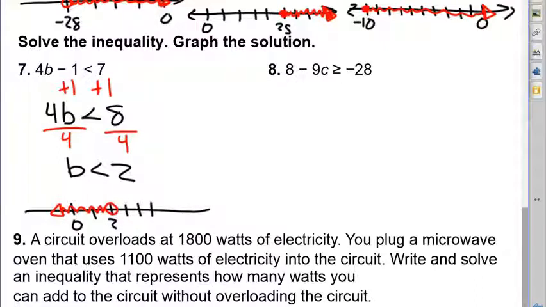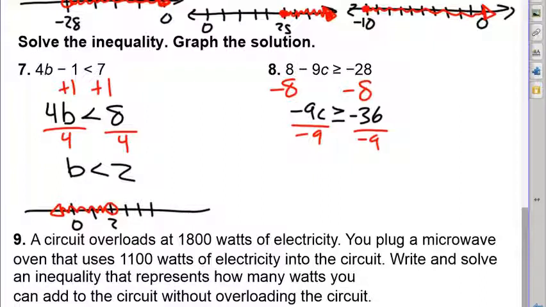Number 8. 8 minus 9c is greater than or equal to negative 28. Our first step will be to get that negative 9c by itself. We'll do that by getting rid of a positive 8. To get rid of it, we're just going to subtract it from both sides. That leaves us negative 9c is greater than or equal to negative 36.